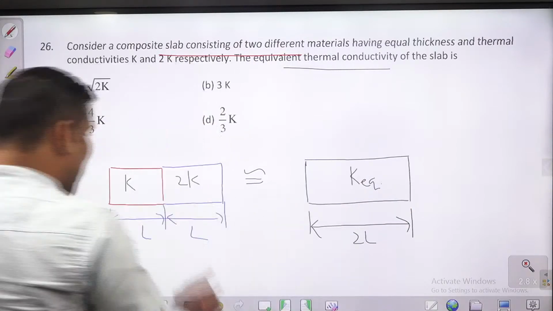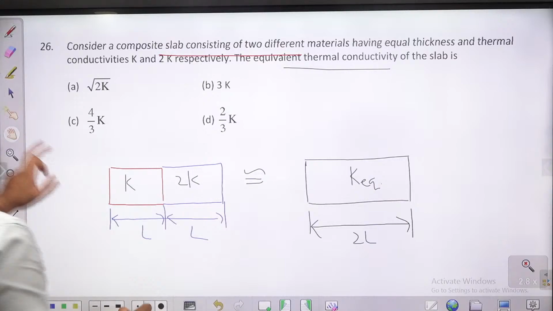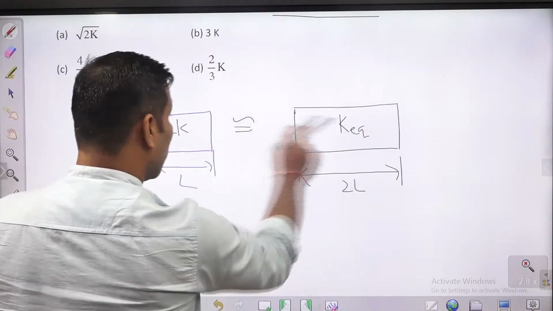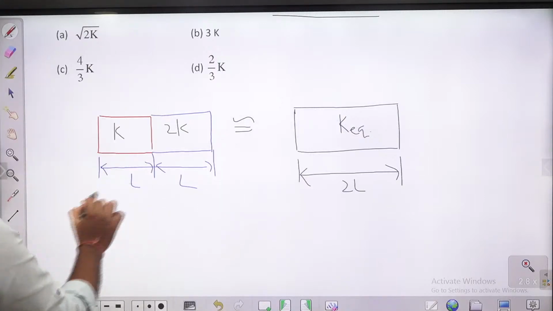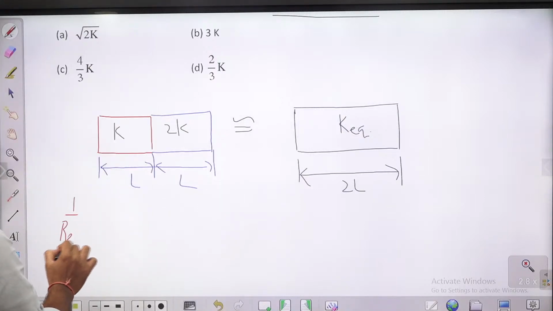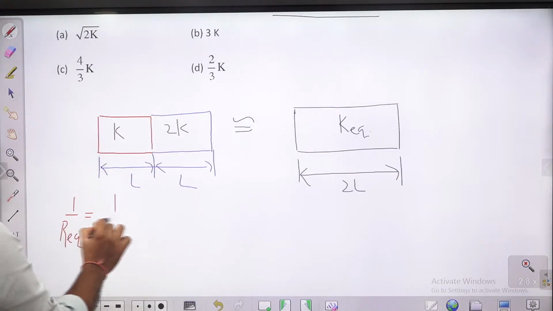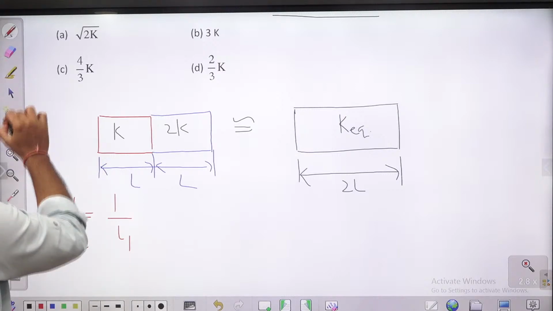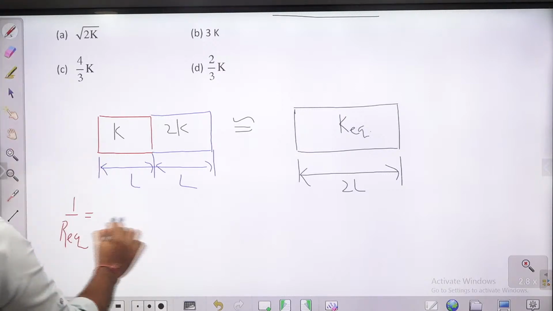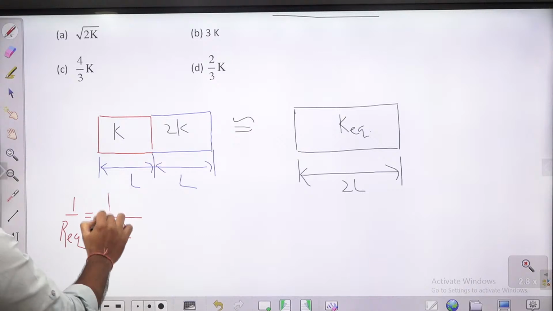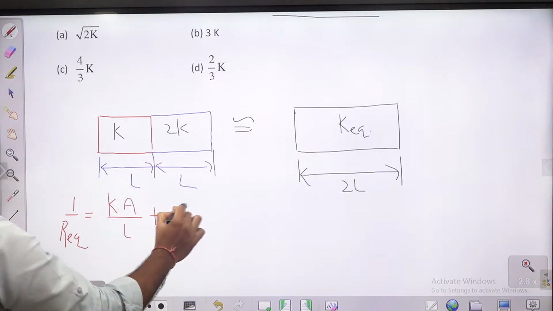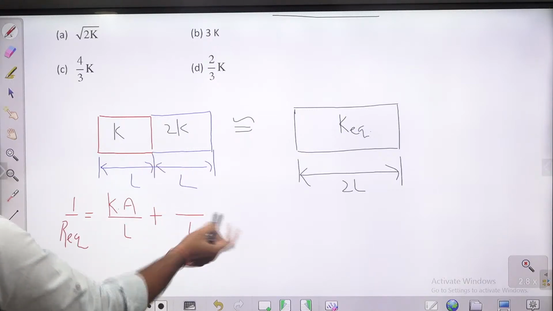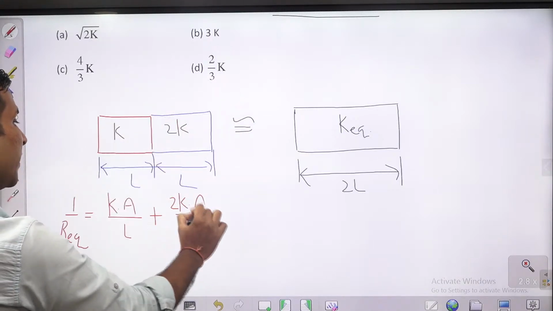When you say this is the equivalent of this, both must have the same resistance. When the resistance of this and the resistance of this are the same, only then will you say this is the equivalent of this. What is the resistance of this? Since they are in series, R equivalent is R1 plus R2. R1 is L1 by K1A, or I write L by K A, because the length is the same. And R2 is L by 2K into A.